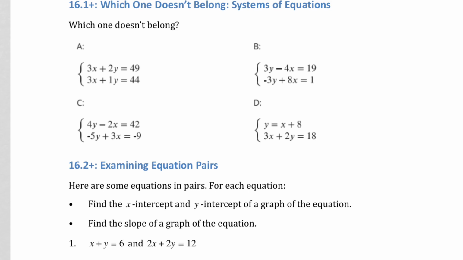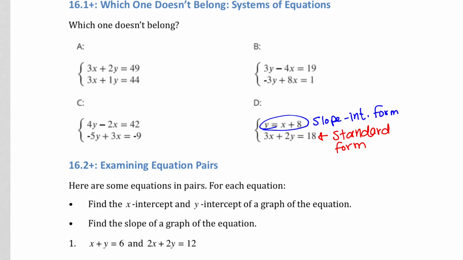Okay, so D doesn't belong because the formatting is different for this equation right here. Because this one's in slope-intercept form, and all of the other equations are in standard form. What other one doesn't belong?